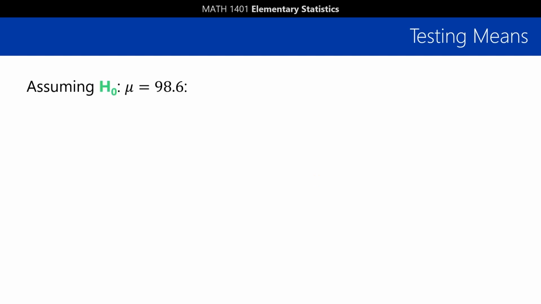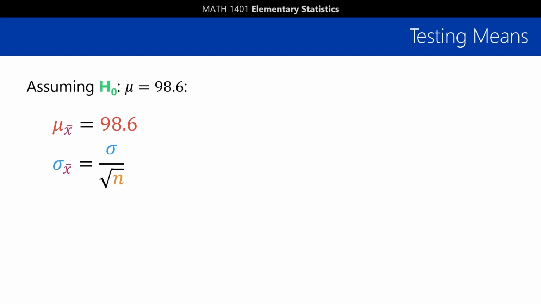Now let's put our sample in context. If the null hypothesis is really true, that is, if the mean body temperature is 98.6 degrees, then the mean of the sample means will be 98.6 as well. As for the standard deviation of the sample means, the standard error, normally it would be sigma over root n.